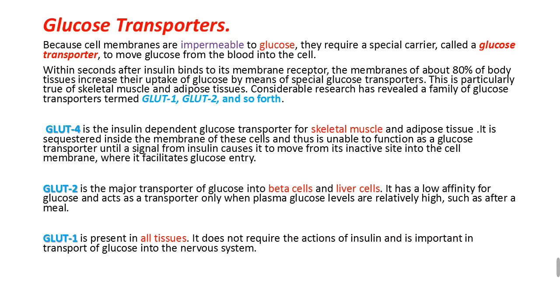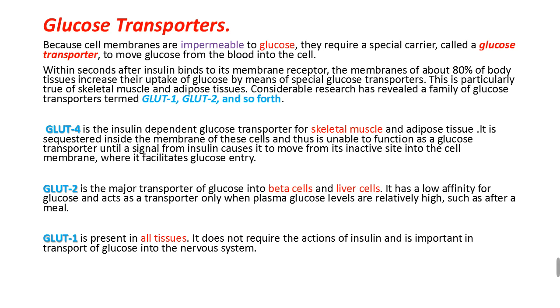Considerable research has revealed a family of glucose transporters termed glucose transporter 1, 2, and so forth. For example, glucose transporter 4 is the insulin-dependent glucose transporter for skeletal muscles and adipose tissue. It is sequestered inside the cells, I mean the skeletal and adipose tissue, and thus is unable to function as a glucose transporter until a signal from insulin causes it to move. Signal from insulin means binding of insulin to its receptor site. This will cause it to move from its inactive site into the cell membrane, where it facilitates glucose entry into the cell.